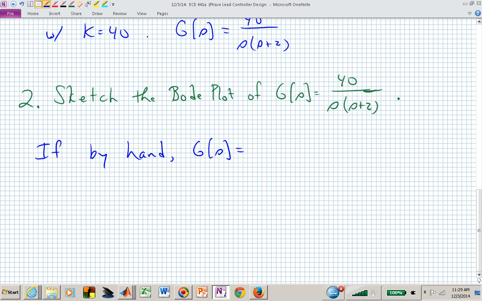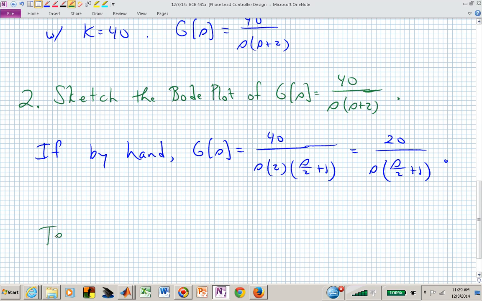If we were actually sketching this by hand, then we would want to put this into time constant form. And now we have 20 over S times the quantity S over 2 plus 1. You can see from this expression in time constant form, which you could probably see from the pole zero form, that we have a gain term, a gain of 20.